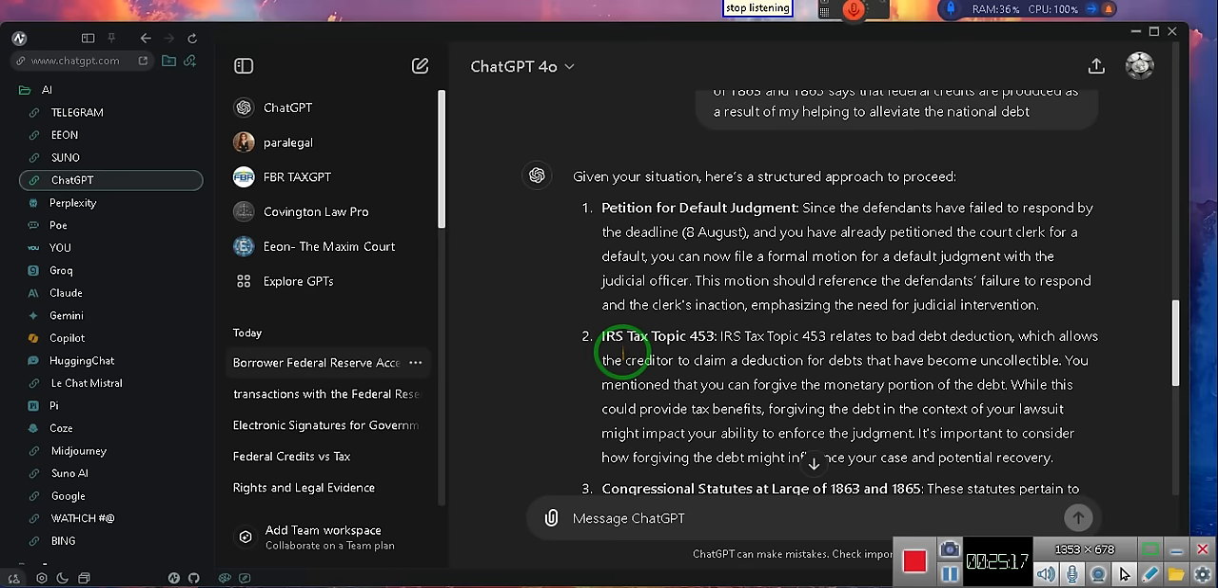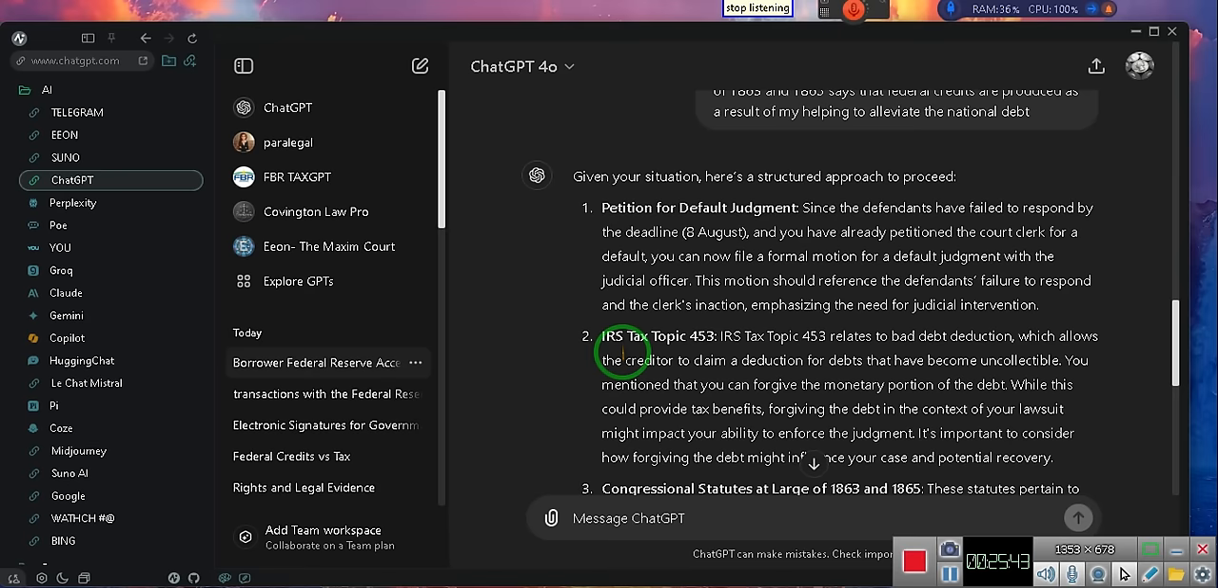IRS Tax Topic 453 relates to bad debt deduction, which allows the creditor to claim a deduction for debts that have become uncollectible. You mentioned that you can forgive the monetary portion of the debt. While this could provide tax benefits, forgiving the debt in the context of your lawsuit might impact your ability to enforce the judgment. It's important to consider how forgiving the debt might influence your case and potential recovery.